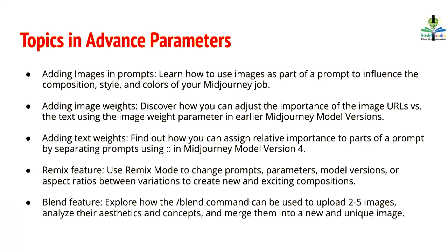In this section on advanced parameters, we're going to cover a couple more things. First, we're going to look into how to add images into our prompt. Second, we'll learn how to work with image weights to help the algorithm determine how much significance the image holds versus the text prompt provided. The third thing we'll do is start working with text weights. And then we'll figure out what the remix and the blend features are.